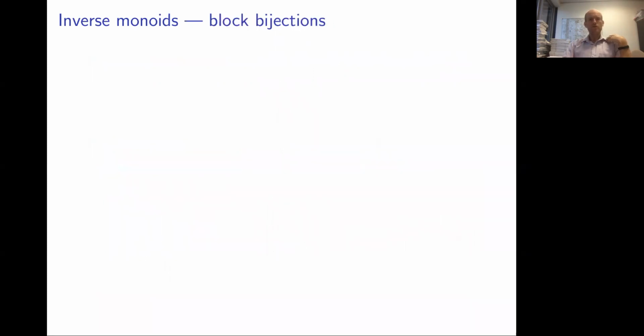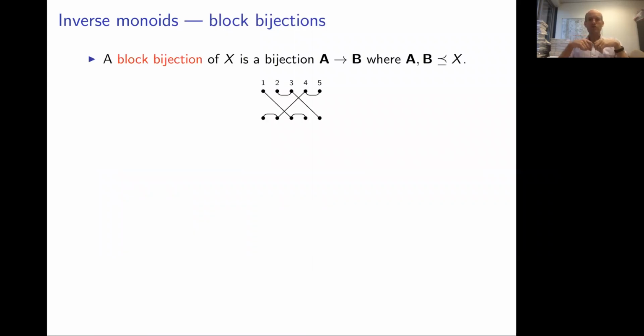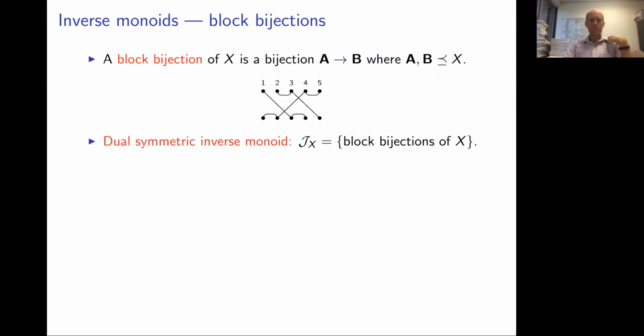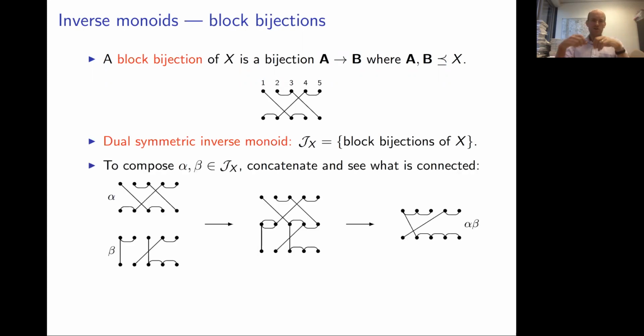Right, so there's a dual way to think about this, which is instead of looking at bijections between subsets, we think of bijections between quotient sets. So here we've got the set at the top decomposed into blocks. So we've got a partition of our set, and we've got a partition at the bottom, and we map the blocks bijectively to each other. This is called a block bijection. The dual symmetric inverse monoid consists of all these things. It forms an inverse monoid as well, and the composition is essentially the same.